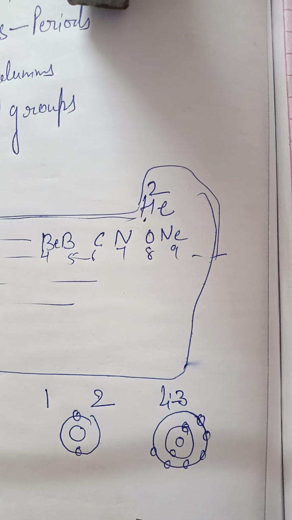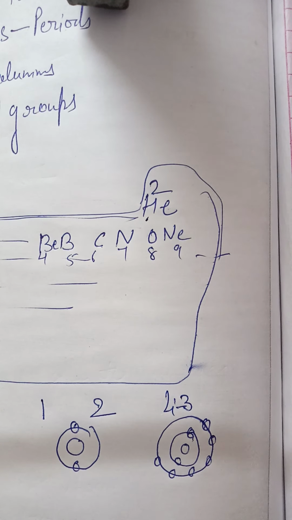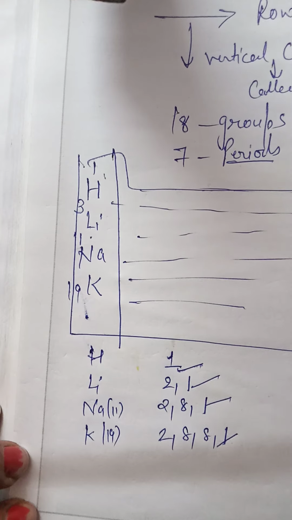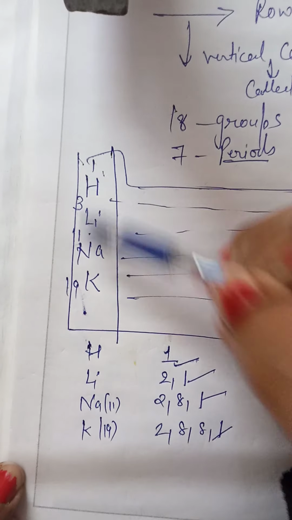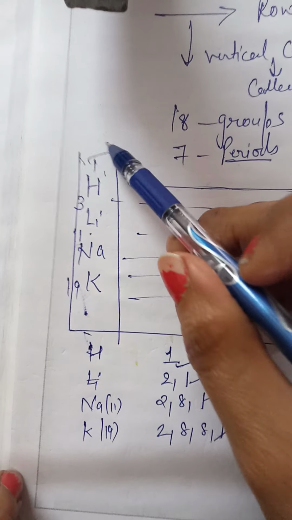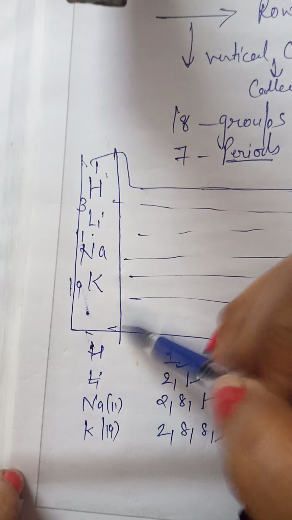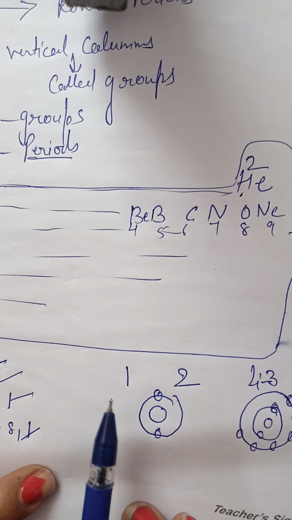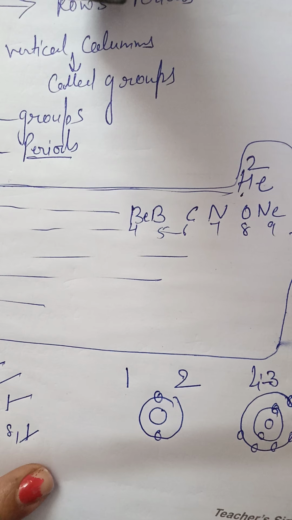So as we move from left to right, electrons are filling in the same shell, but as we move from top to bottom, electrons are added in the next shell. So the number of shells increases from top to down in the columns, the groups, and in the period, in the rows, the same shell is occupied by more and more electrons. Okay class.